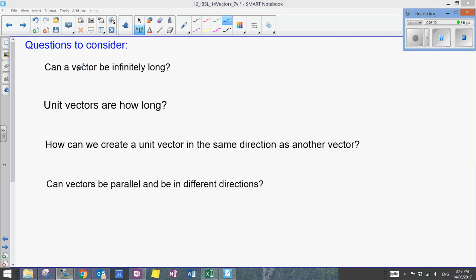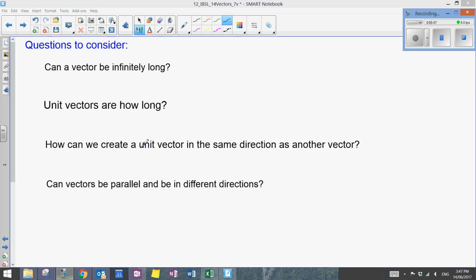A few questions to consider before we do our last example together, and some of these have already come up in class, as I'm sure you can attest to. Can a vector be infinitely long? Does a vector have to have a finite length? Since we talk about a vector as a magnitude and a direction, what do you think our answer would be for that one? Second, you've now learned that a unit vector is 1 unit long. So how could I force a vector to be 1 unit long? There'll be a few ideas, and there's a few different ways of asking a question like that.